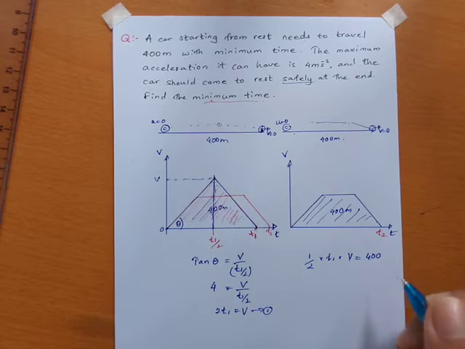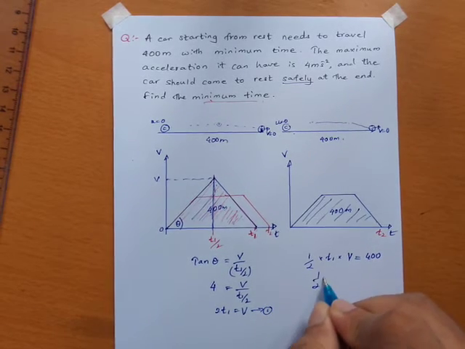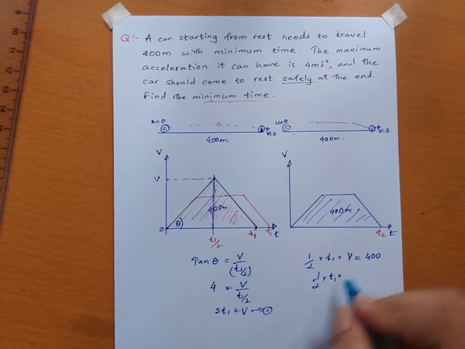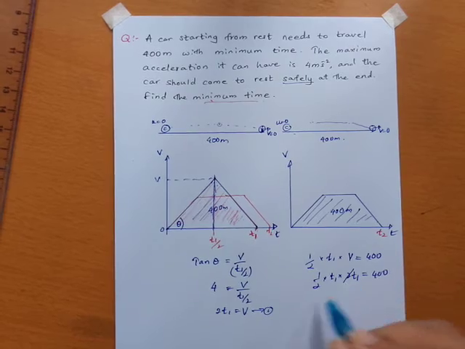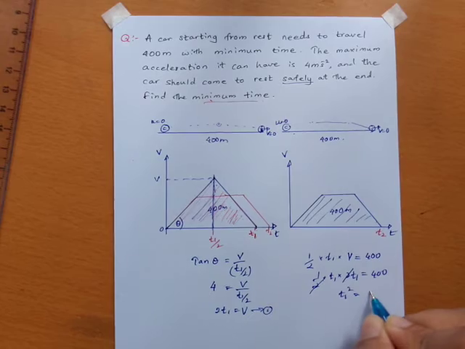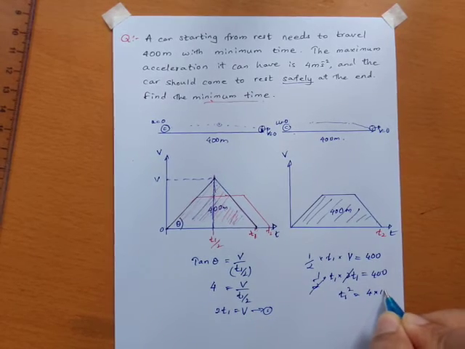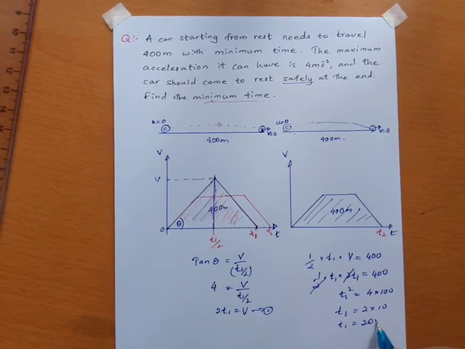So v equals 2t1, and I can substitute that here. Half into t1 into 2t1 equals 400. So this 2 cancels off. So t1 squared equals 4 into 100, right? Taking the square root on both sides gives t1 equals 2 into 10. So t1 equals 20 seconds. So that's the answer. Okay.